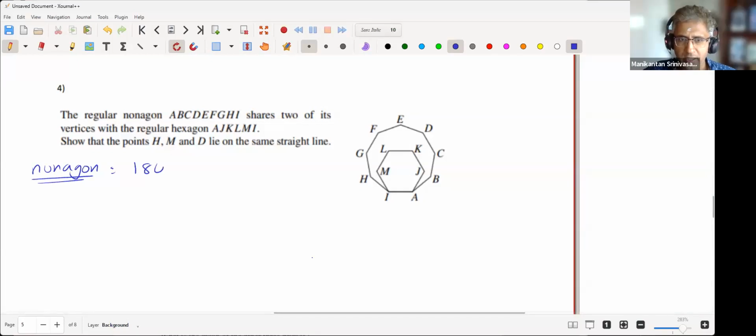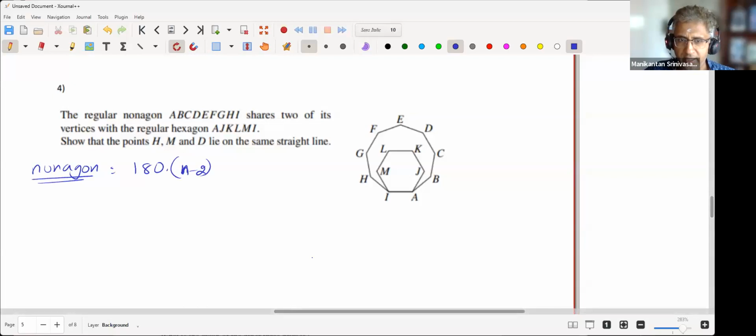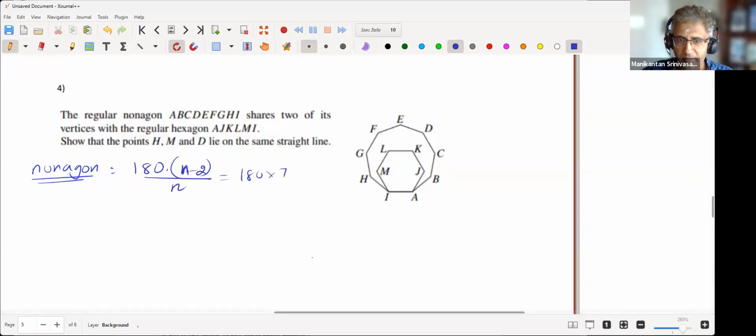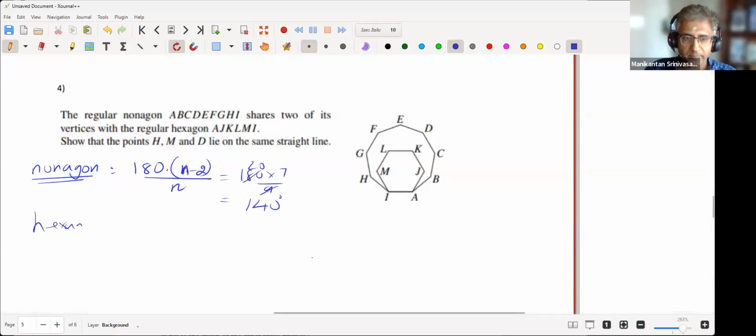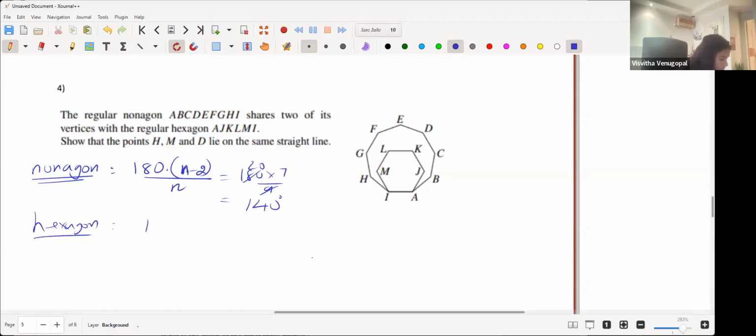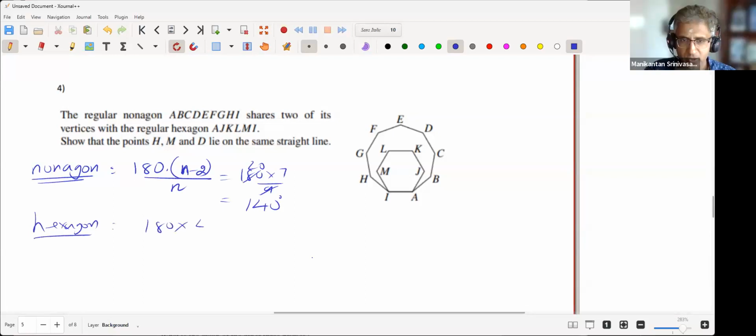So it's 180 into n minus 2, right? That is the total sum of all the interior angles. So each interior angle is 180 into n minus 2 divided by n. In this case, it's 180 into 7 by 9, which is 140. So each internal angle in a nonagon is 140. And likewise in a hexagon, it's 180 into 6 minus 2 by 6, which is 120 degrees.